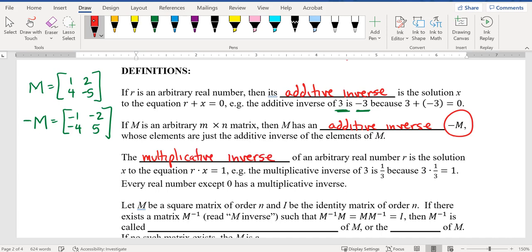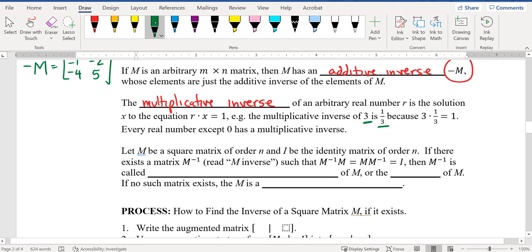The multiplicative inverse of an arbitrary real number R is the solution X to the equation R times X equals 1. An example: the multiplicative inverse of 3 is 1/3, because 3 times 1/3 is 1. Every real number except for 0 has a multiplicative inverse. Now let's look at matrices.